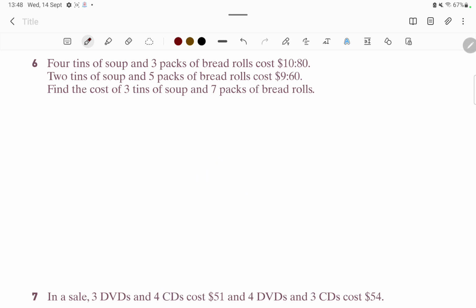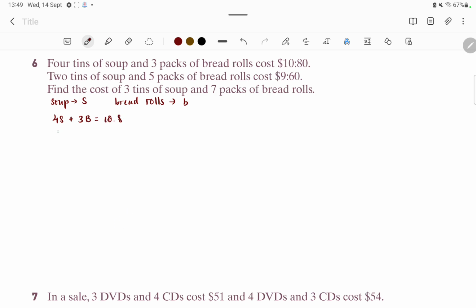So first things first, we have to determine the unknowns. Write down first what unknowns you want to use. So for soup, we use S. And then for bread rolls, I use B for bread. So 4 soup plus 3 bread rolls equals 10.8.